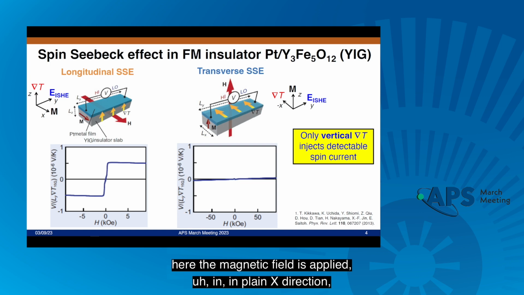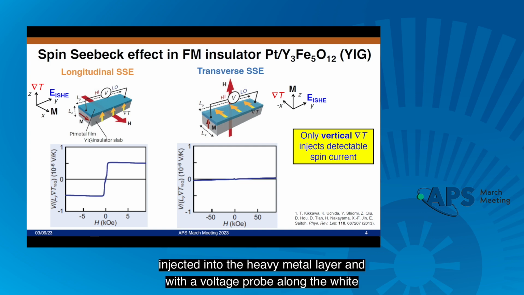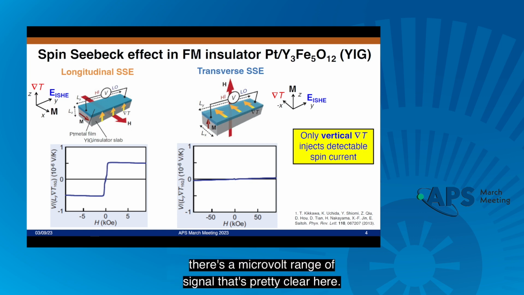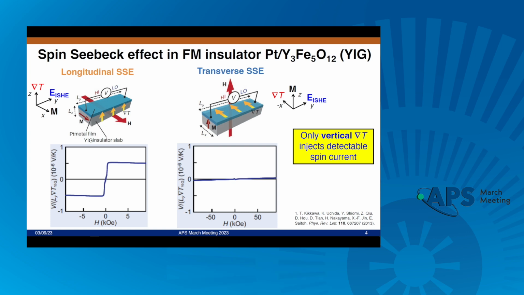Here, the magnetic field is applied in the in-plane x direction, which aligns the moment along that direction. With an out-of-plane temperature gradient, a spin current is generated and injected into the heavy metal layer. And with a voltage probe along the y direction, there is a microvolt-range signal that is pretty clear here.